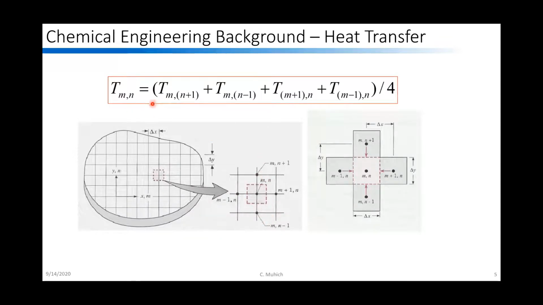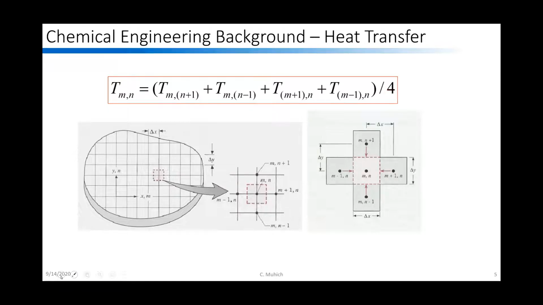Right, so I could write this into a mathematical form. So T(m,n) is equal to the sum of the temperature on top plus the temperature on bottom plus the temperature to the right plus the temperature to the left, all over 4.